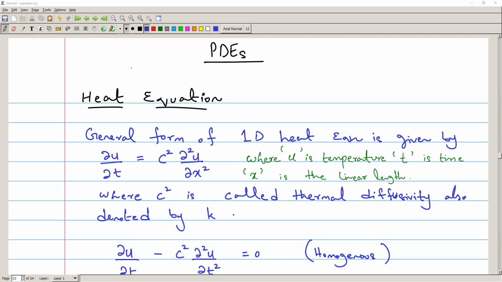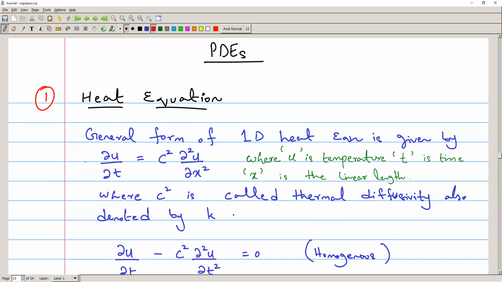So first of all, we will start with the heat equation. This heat equation belongs to the great mathematician Joseph Fourier, who defined the equation, modeled the equation, and solved the equation using some initial and boundary conditions using Fourier transforms and Fourier series. So in today's class, we are going to discuss the heat equation.